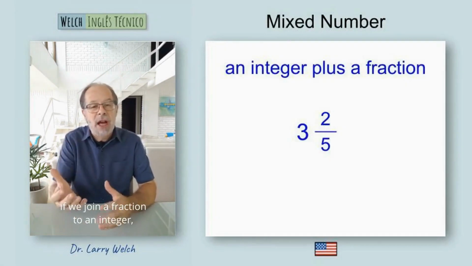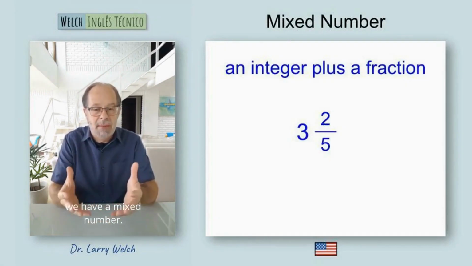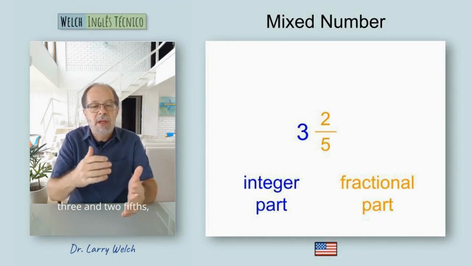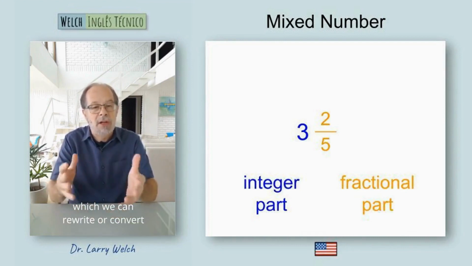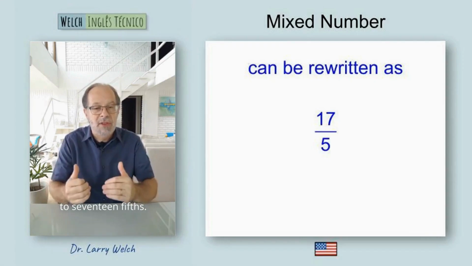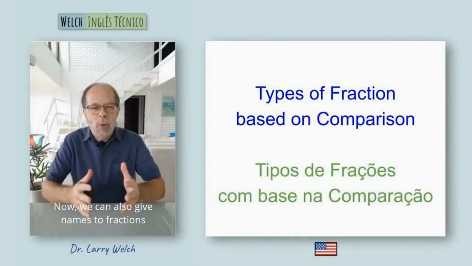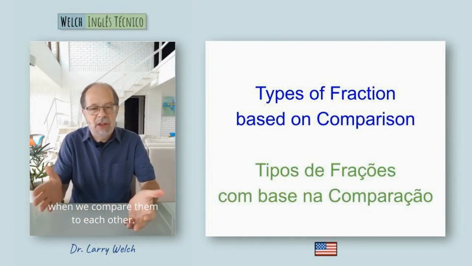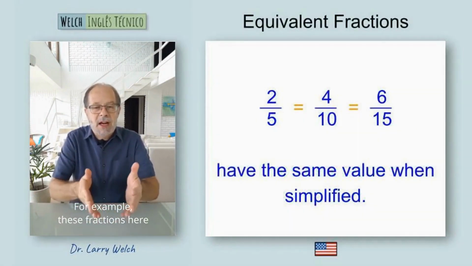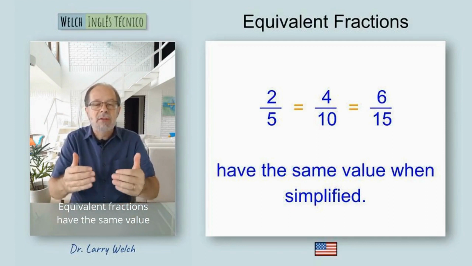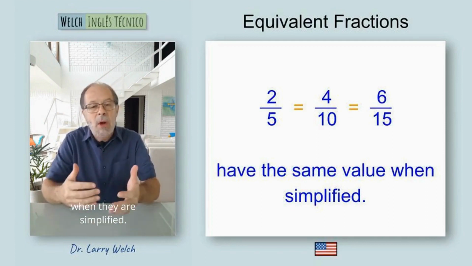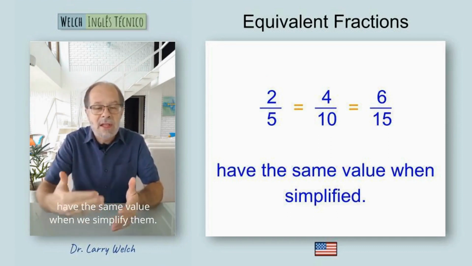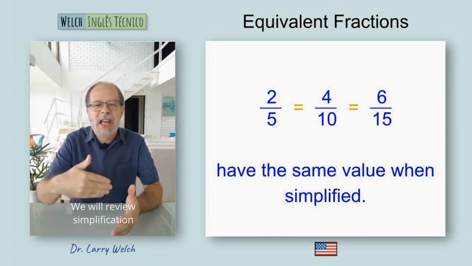Finally, if we join a fraction to an integer, we have a mixed number. In this example, we have the mixed number 3 2/5, which we can rewrite or convert to 17/5. It's the same thing. Now, we can also give names to fractions when we compare them to each other. For example, these fractions here are equivalent fractions. Equivalent fractions have the same value when they are simplified. We will review simplification later on.